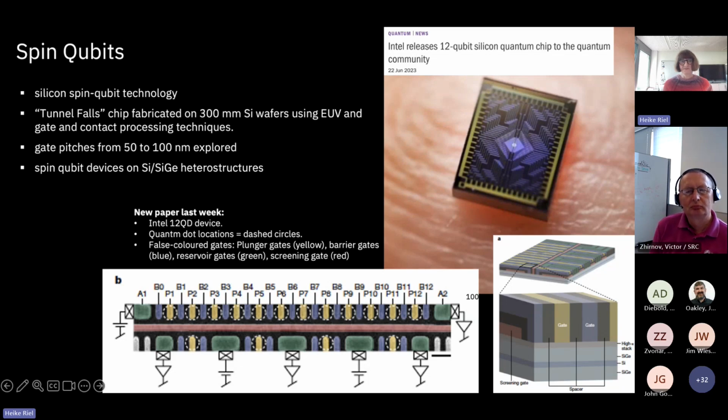And the spin qubit devices are shown here. It's a SEM picture with the gates differently colored. The yellow ones are the plunger gates. The blue ones are the barrier gates. You have then the green ones, which are the reservoir gates, and the red ones are the screening gates. So you see it's quite a complex setup for building, like here, 12 qubits.